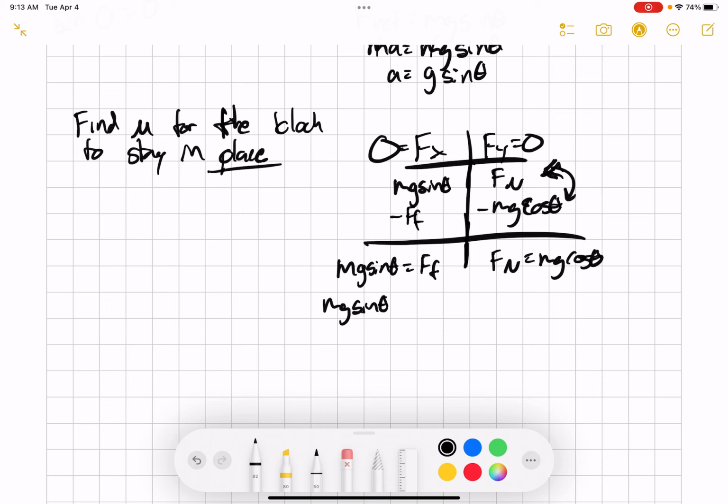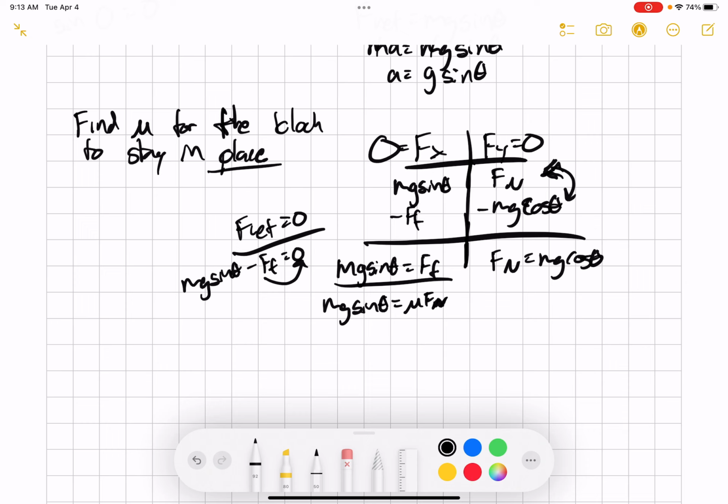So the reason I don't set up f net equals 0 is this is the same as writing this. Those are two different ways to do the same thing, right? You could do mg sine theta equals ff, or you could do f net equals 0, and then mg sine theta minus ff equals 0. But as soon as you add that ff to the other side, it goes away, so this is fine, okay? And then our formula for ff is mu fn.